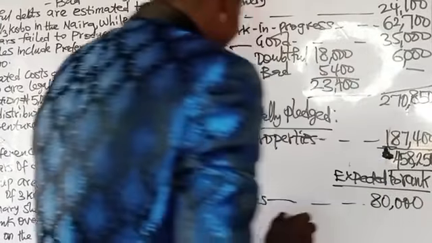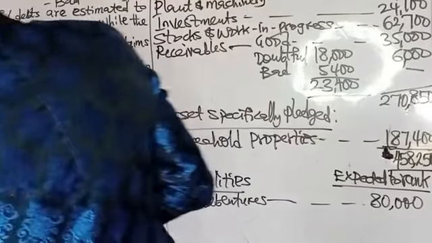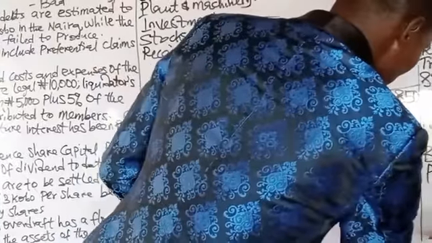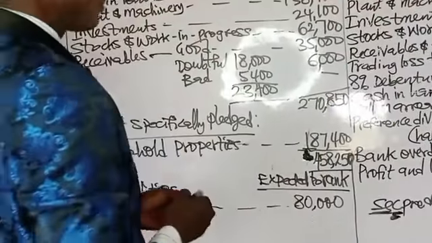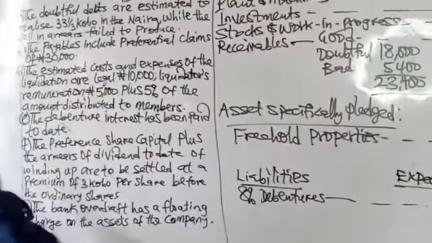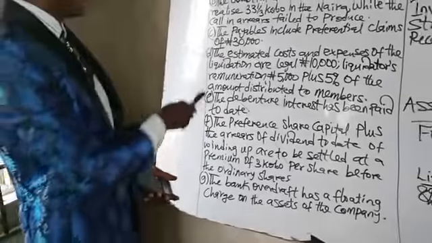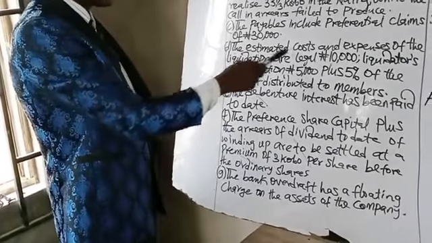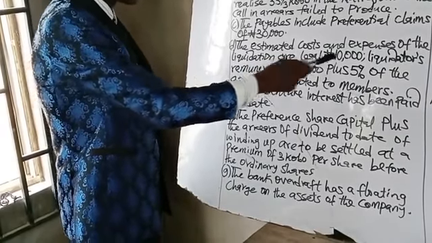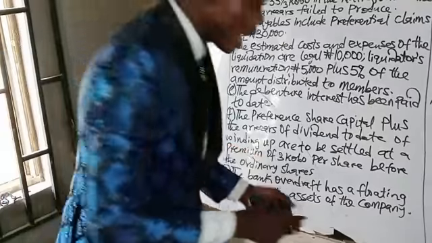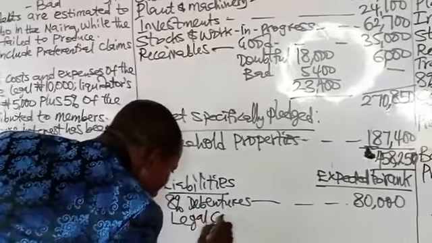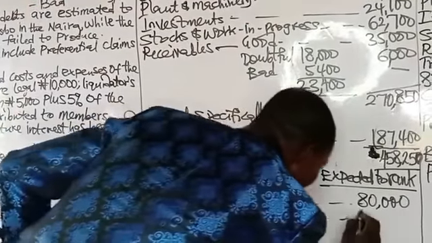After secured creditors, the next thing is cost. What are the expenses incurred? The various expenses incurred on liquidation or cost of liquidation. Back to note D. The estimated cost and expenses of liquidations are, so now let's have legal cost of 10,000 naira. Legal cost, 10,000 naira.